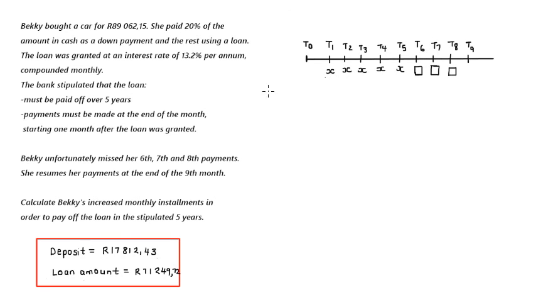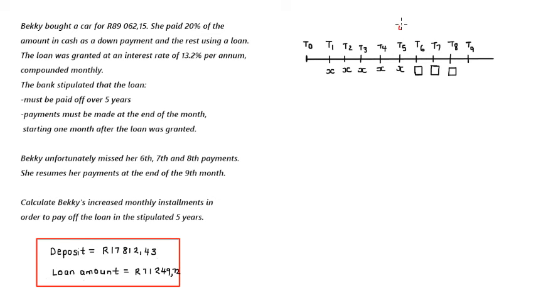Because what happens at the bank? Over here at T5, this is the end of the 5th month, but it's the start of the 6th month. So immediately after she makes this payment, this monthly installment of X, they charge interest for the following month.